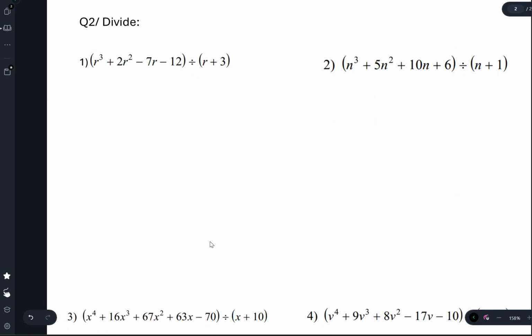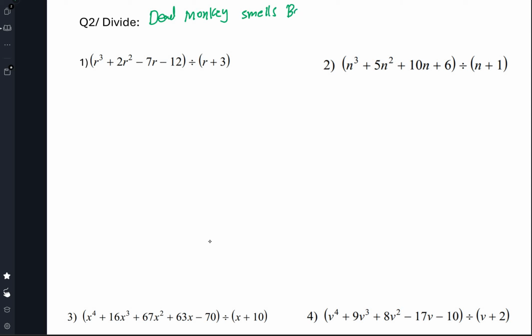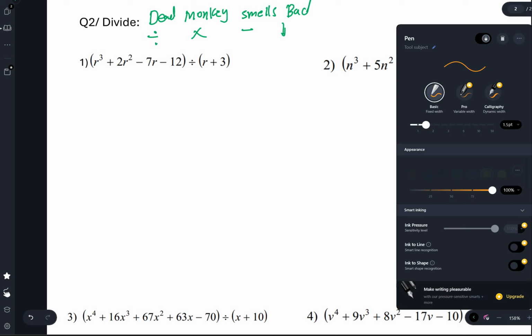Let's go to division. The division part, which some of you have a problem with. Students, this is so easy also. Remember long division, we have dead monkey smells bad. It means division, multiplication, subtraction, bring down. You will apply this one but in another form to solve these questions.